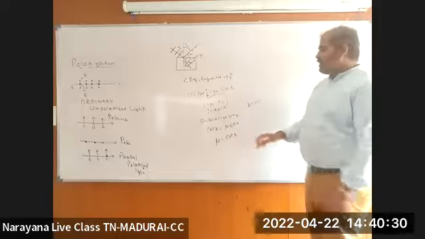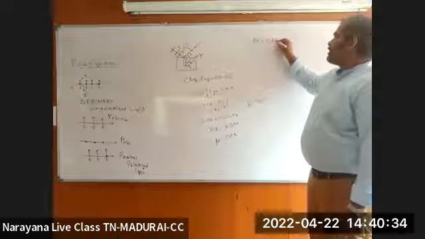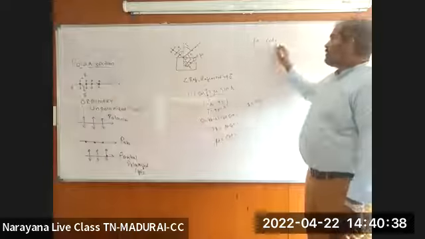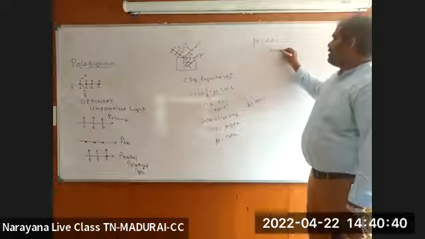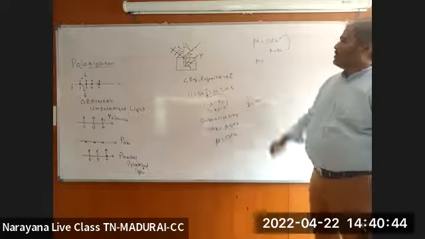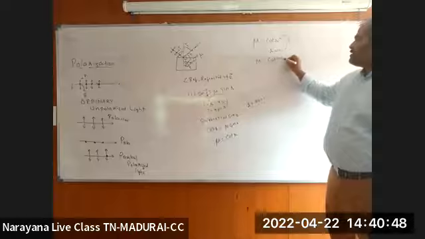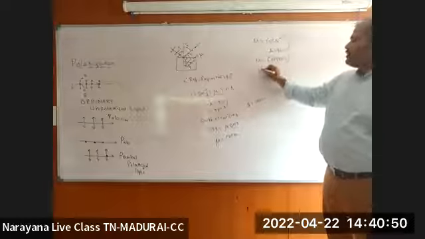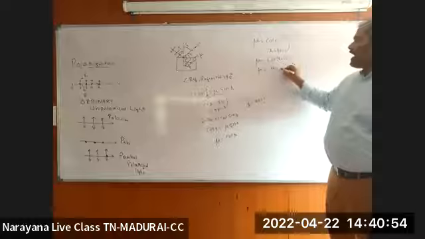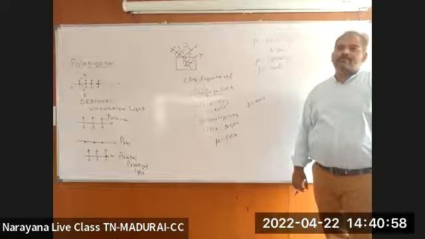This is also called Brewster's law. Mu is equal to cot of r. And r can be written as 90 minus i, so substitute here. Mu is equal to cot of 90 minus i. So mu is equal to tan of i. This angle of incidence is called the angle of polarization.